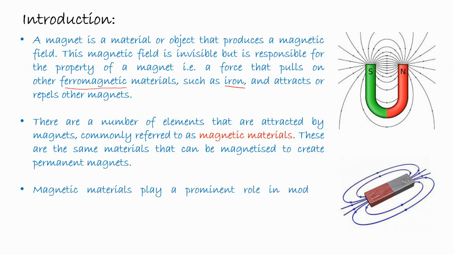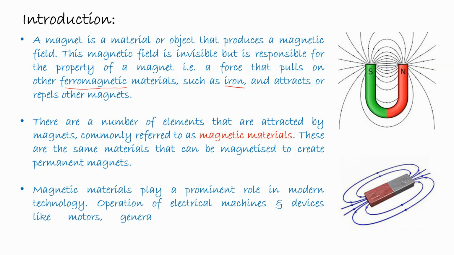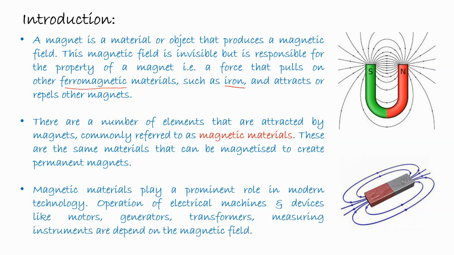Magnetic materials play a prominent role in modern technology. The operation of electrical machines and devices like motors, generators, transformers, and measuring instruments depends on the magnetic field. Later, we will discuss the operating principle of each element, that means the motor, generator, transformer. There we will see that the operating principle of these devices and machines depends upon the magnetic field.